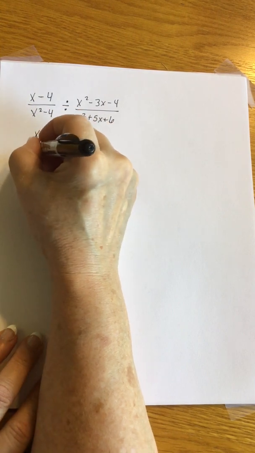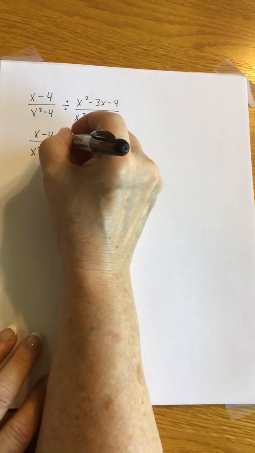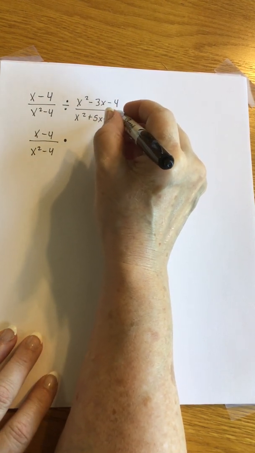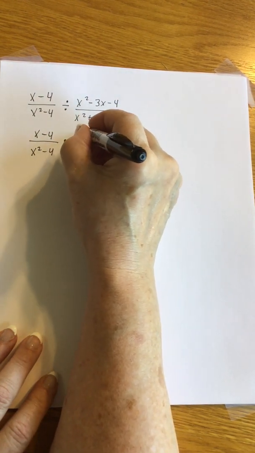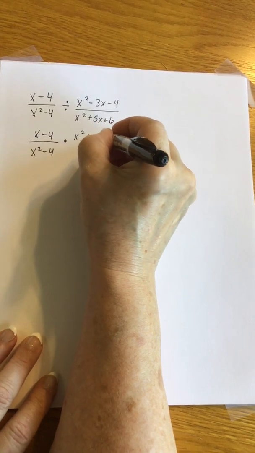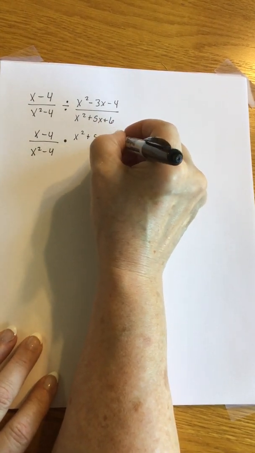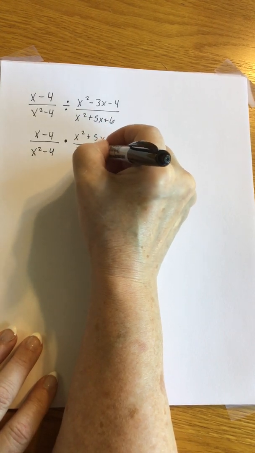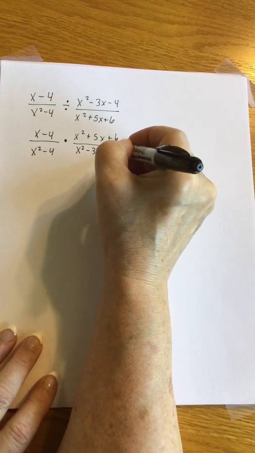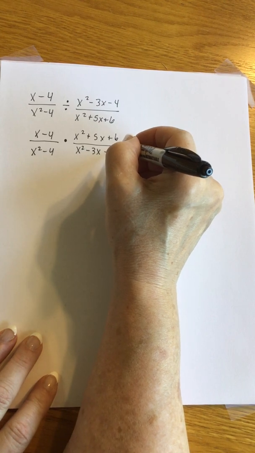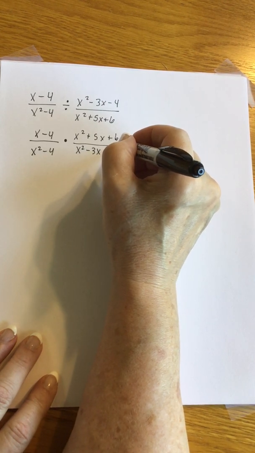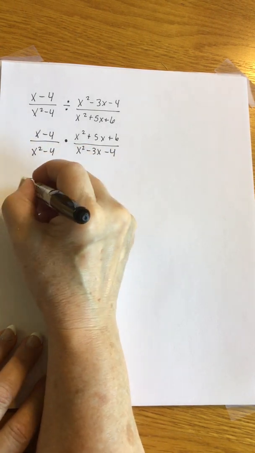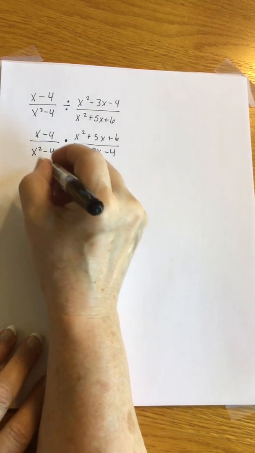So I've got (x minus 4) over (x squared minus 4) times this second one, which we're going to flip over. So multiplying by its reciprocal would be (x squared plus 5x plus 6) over (x squared minus 3x minus 4). So now we're back to the previous example, so we're going to factor. X minus 4 is going to stay the same, but this bottom part is a difference of two squares.